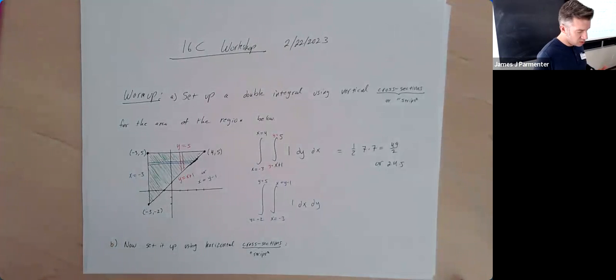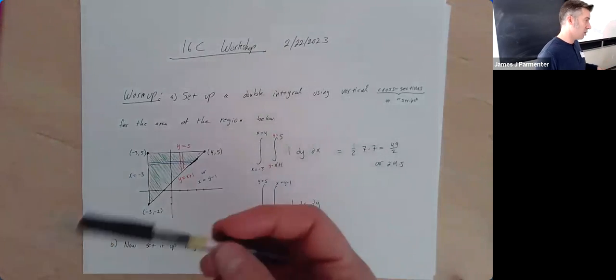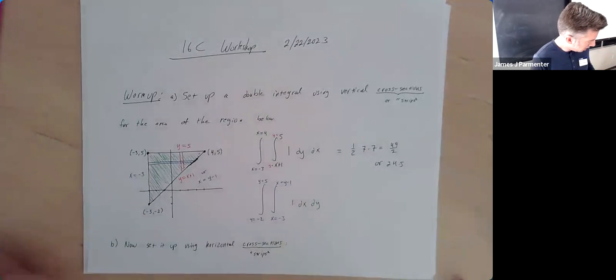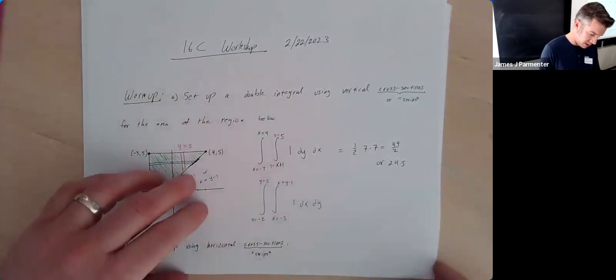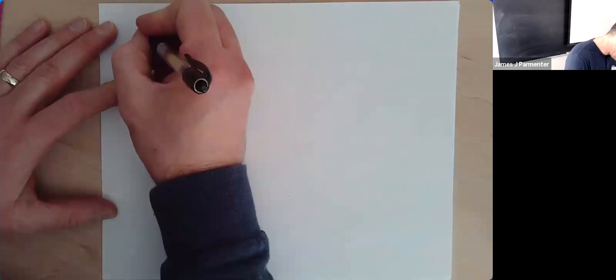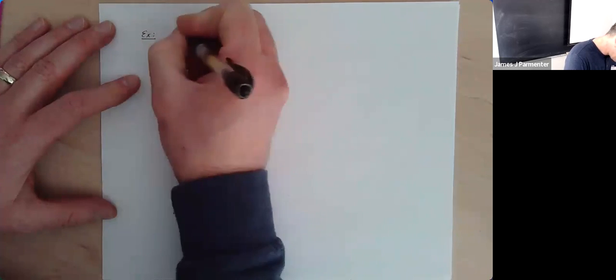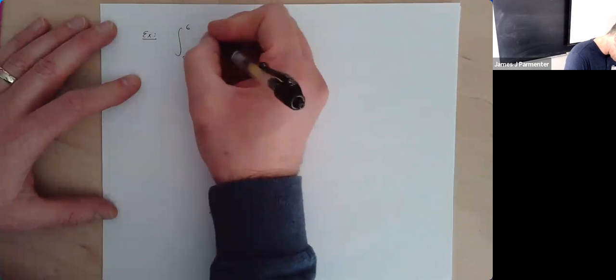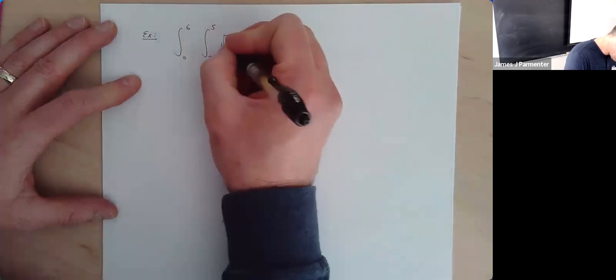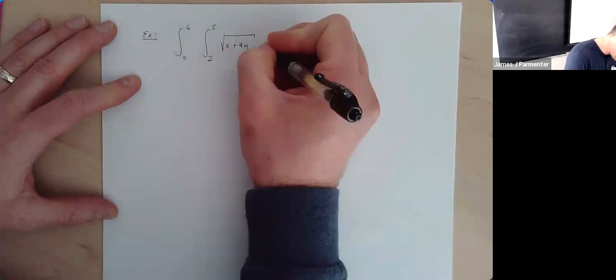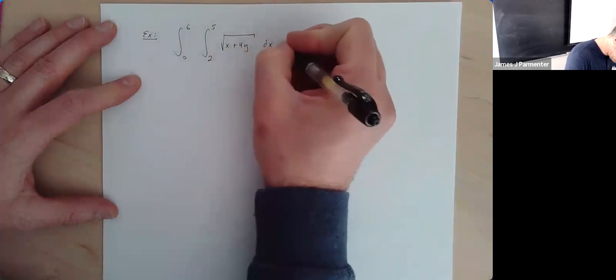But a more typical question would be to ask you to integrate some function over this region. There's one other double integral problem I saw that I want to address before we start talking about sequences, which is one I saw in the homework, and it made me think of a couple things. So let's say we've got the integral from 0 to 6 of the integral from 2 to 5 of the square root of x plus 4y dx dy.